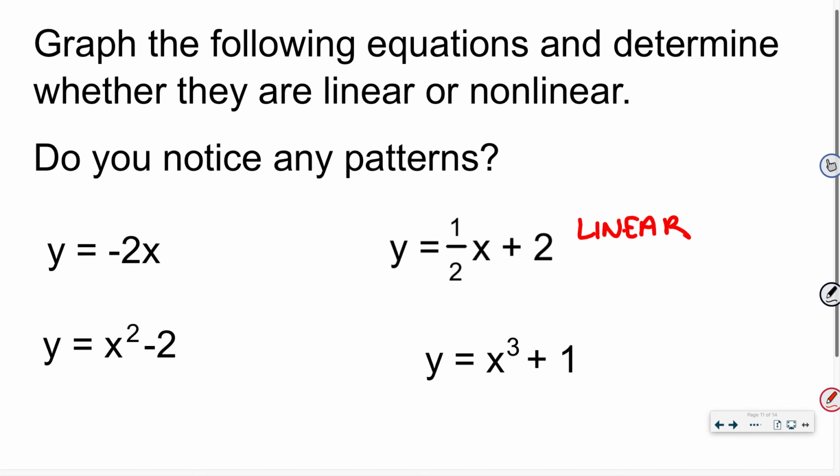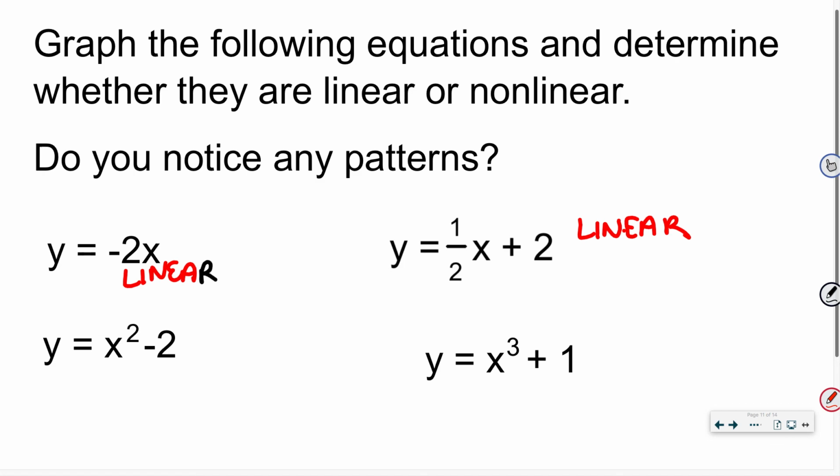What else do we identify? Go ahead. y equals -2x. Linear, absolutely. Why is that linear, Laura? Because it's constant also. Its growth is constant even though it's negative, so the line will go down, it's still growing at a constant rate of -2.